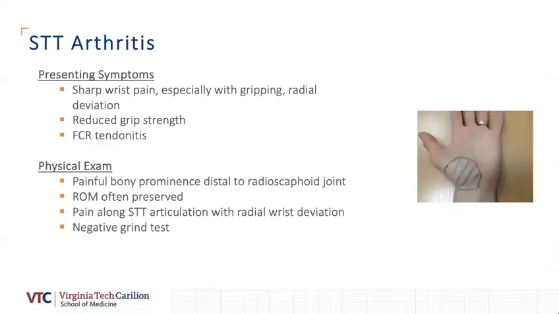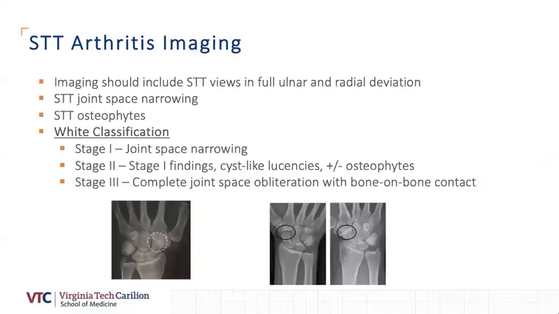These patients will often present with sharp wrist pain, especially with gripping and radial deviation, and reduced grip strength, and you can have an FCR tendonitis because the FCR inserts and runs right through the space. On physical exam, you can often find painful bony prominences distal to the radioscaphoid joint. Range of motion is often preserved. There is pain along the STT articulation with radial wrist deviation. And often they will have a negative grind test, and that's how you can differentiate this from CMC arthritis.